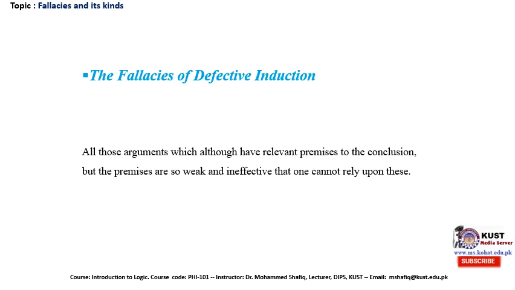So these are also four in number, the fallacies of defective induction. The first one is called argument from ignorance. The second one is appeal to inappropriate authority. The third one is called the false cause. And the fourth one is called hasty generalization. So these are the four types of fallacies of defective induction.